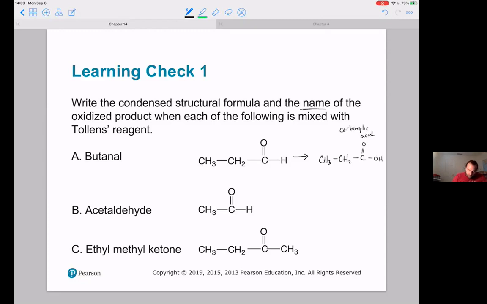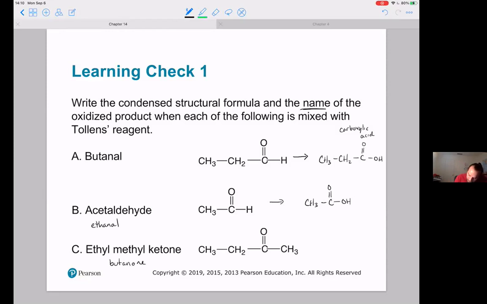Okay, starting out with acetaldehyde. This would also be known as ethanal, that would be the IUPAC name. Acetaldehyde is the common name. Again, I really don't want you guys to be memorizing all the common names. But nonetheless, does this one oxidize with our Tollens reagent? It indeed does, because it's an aldehyde, so we would get a carboxylic acid out. What about our ethyl methyl ketone, which we would call butanone?